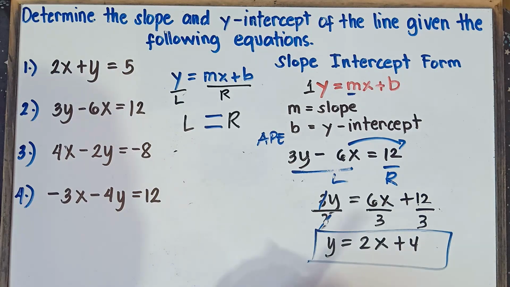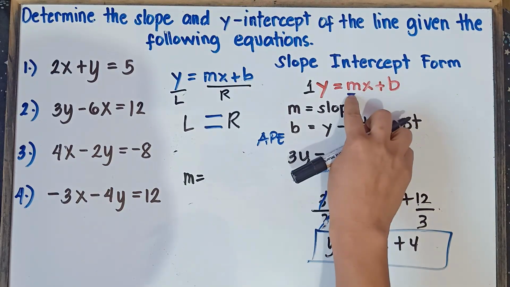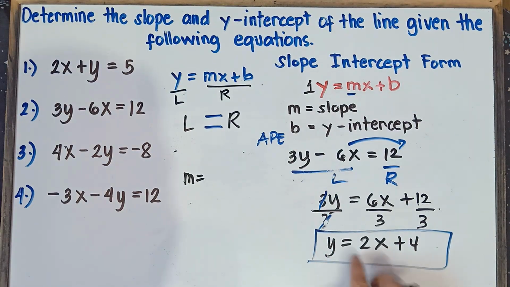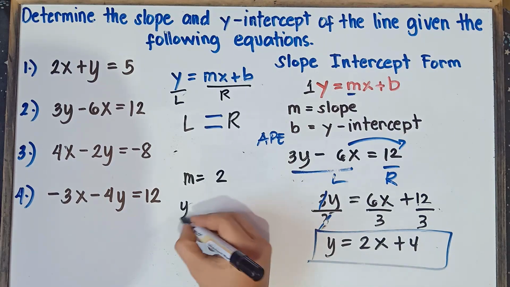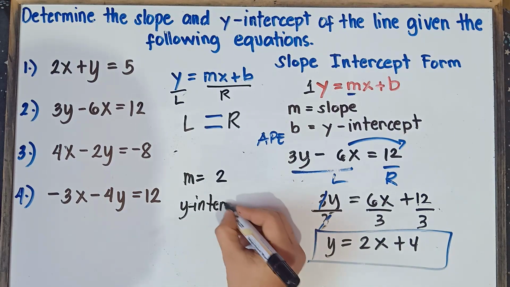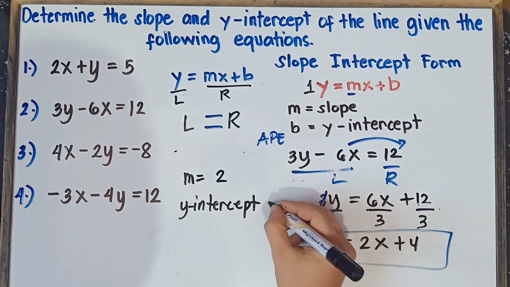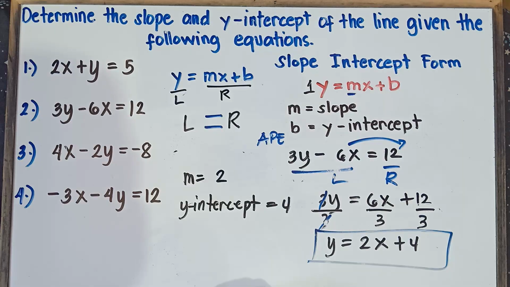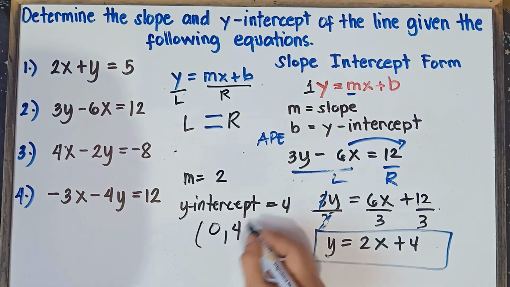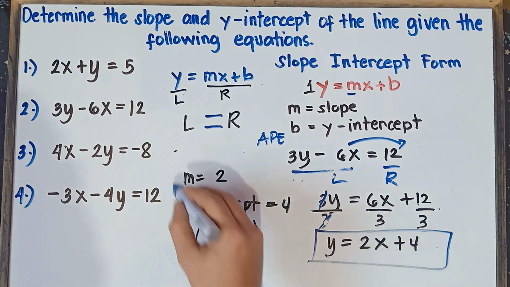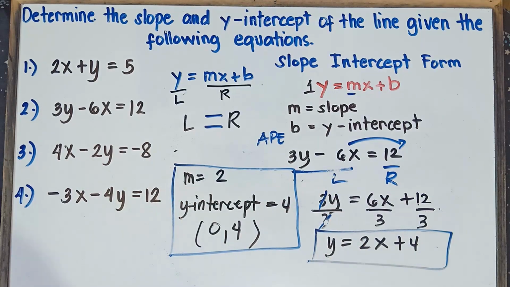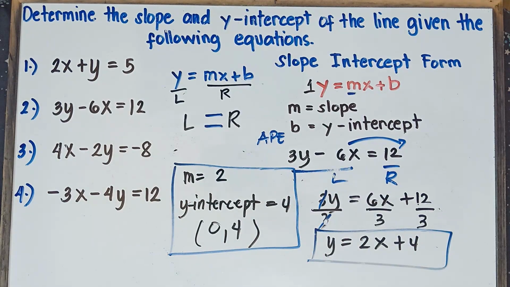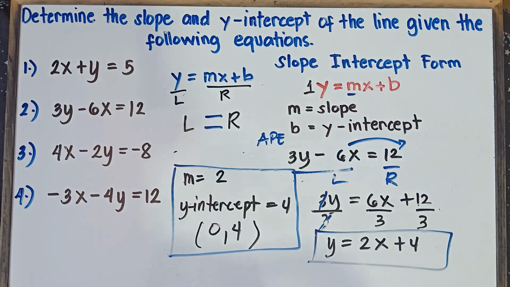Alright, so therefore, the value of m beside x, once again, class, m is the slope beside x. So the slope is positive 2. And then the y-intercept, that would be positive 4. And then the ordered pair of the y-intercept, that would be 0 for x, and then y is positive 4. That's it, class. All set. This is the answer, class, with regards to example number 2. All set, class. Alright, so let's proceed now to example number 3.